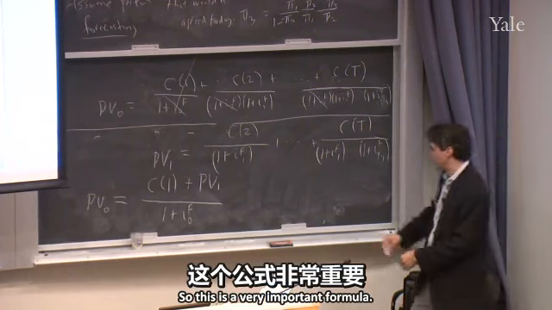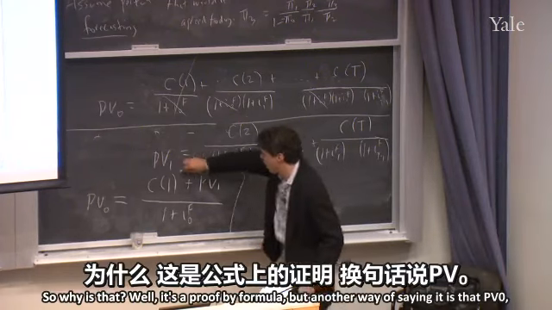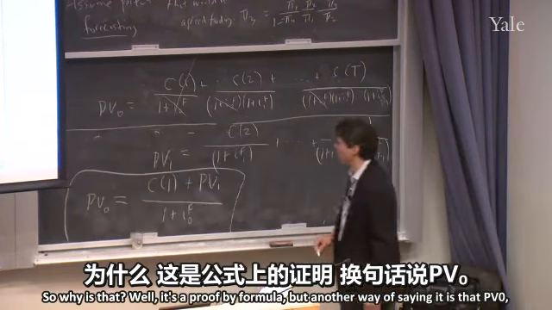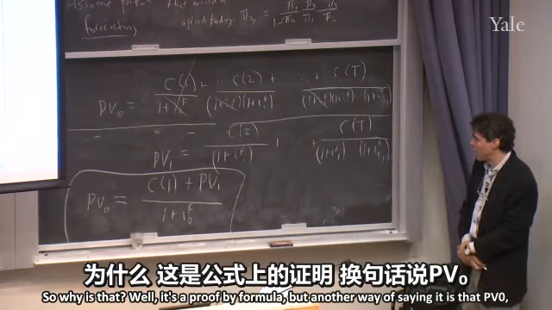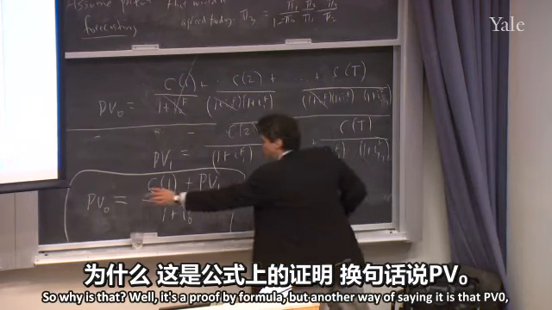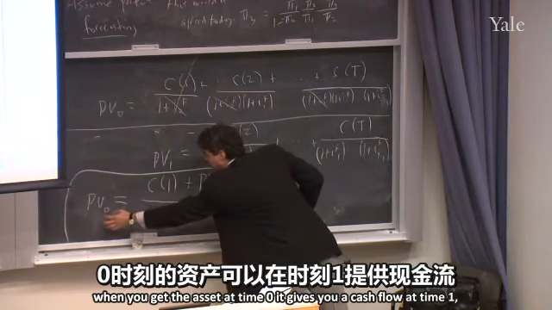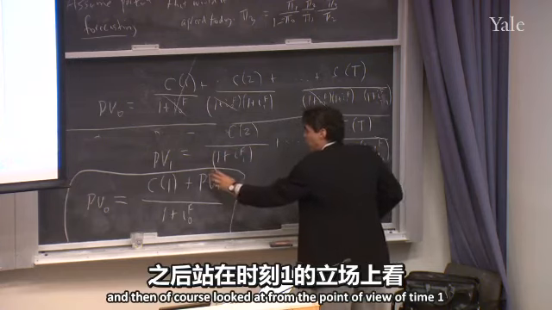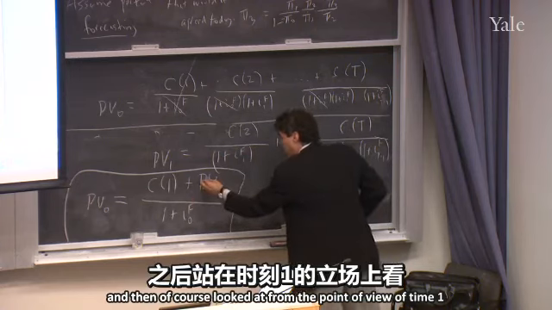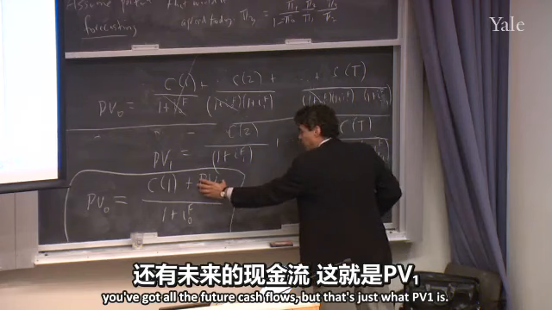So why is that? This is a very important formula. Well, it's a proof by formula, but another way of saying it is that PV0, when you get the asset at time 0, gives you a cash flow at time 1, and then, looked at from the point of view of time 1, you've got all the future cash flows, but that's just what PV1 is.